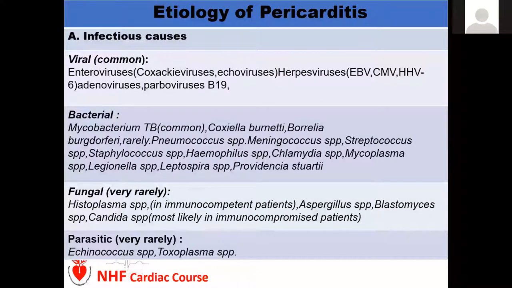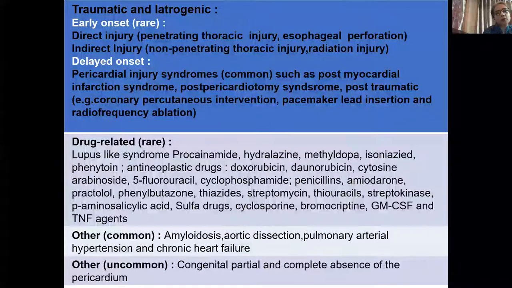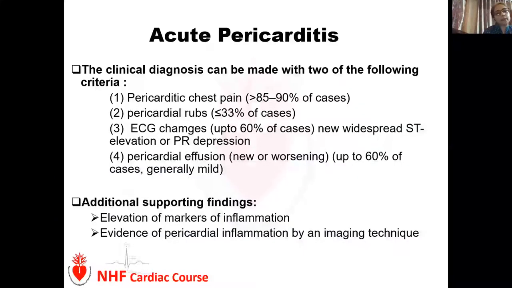And there are a variety of etiological factors that are responsible for pericarditis, and these factors are divided into two groups: the infectious causes and the non-infectious causes. Among the infectious causes, viral and bacterial are the most common, and tubercular pericarditis is one of the most common causes in a developing country like ours. Among the non-infectious causes, idiopathic, autoimmune, and neoplastic, especially secondary tumors, are the most common causes, and some drugs are also responsible for developing pericarditis.